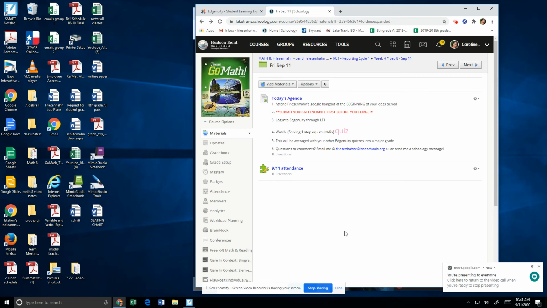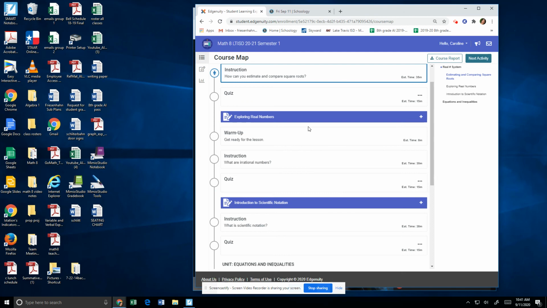After you log off today, you're going to get onto LT1. You're going to go onto Edgenuity, solving one-step equations quiz, and that will be it. You get 2 tries, and if you fail after your second try, email me and I can give you more tries. But if you pass after your second try, I can't give you any more allowances, okay? Please remember that these quizzes will be averaged into a major grade.